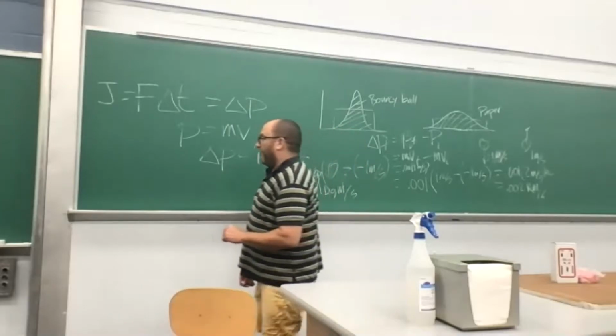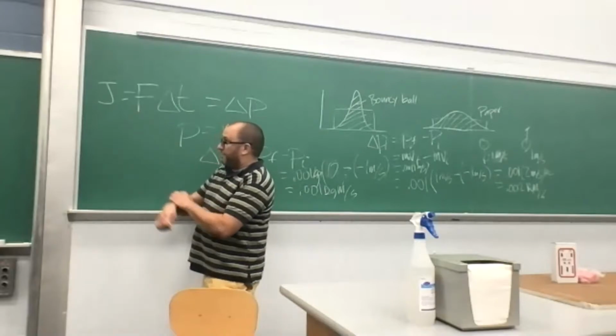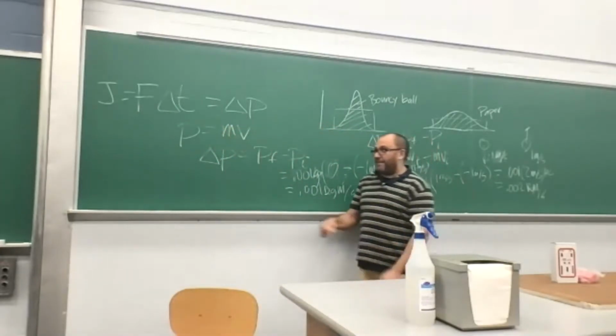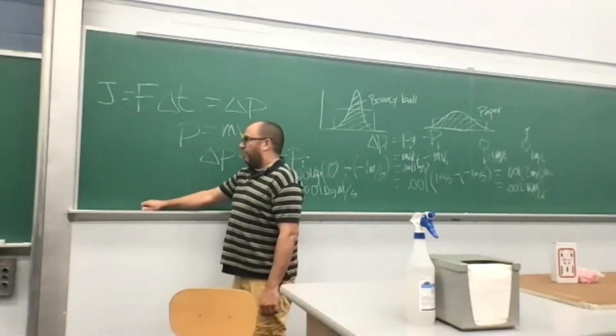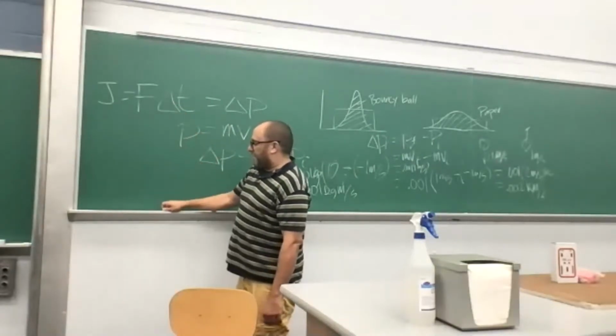Okay, so hopefully when they go for a tackle, they're not hitting the other person with their head, but you can't always control that. But this is the idea. So you want to increase delta T.